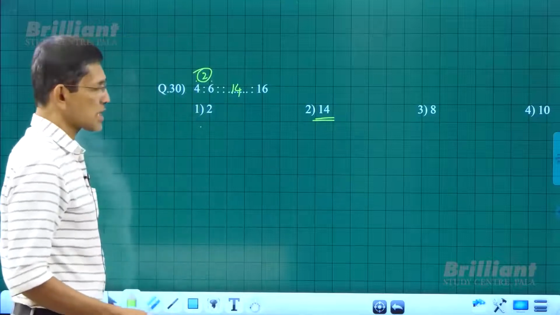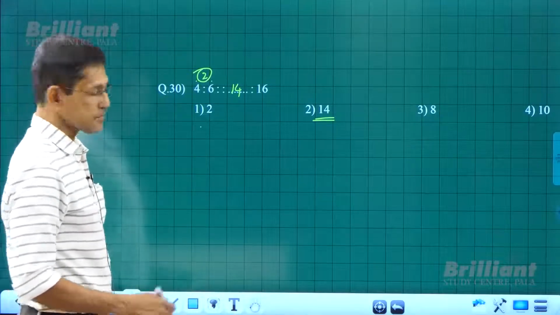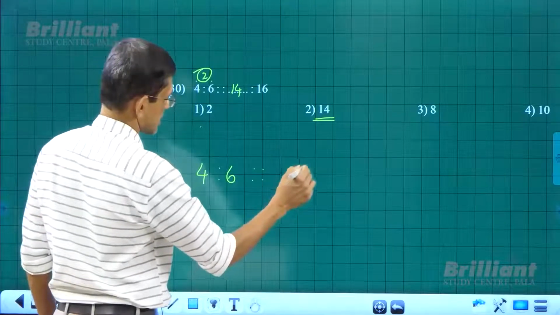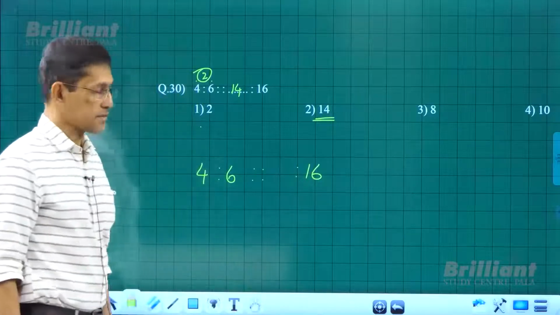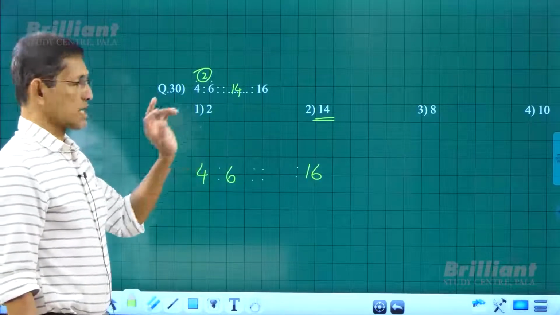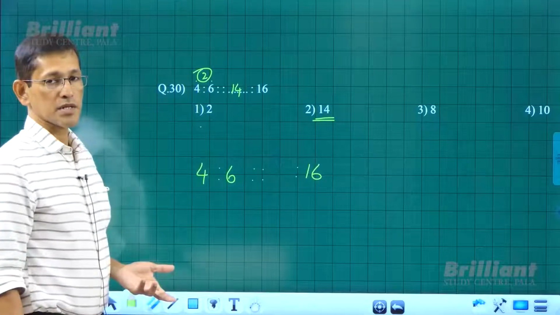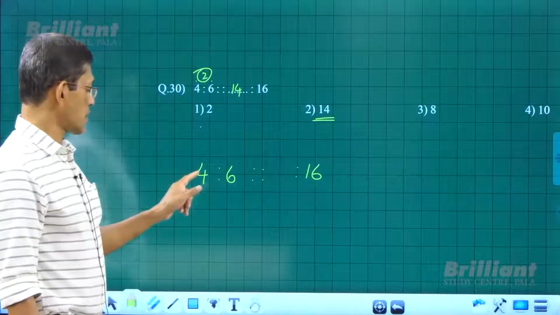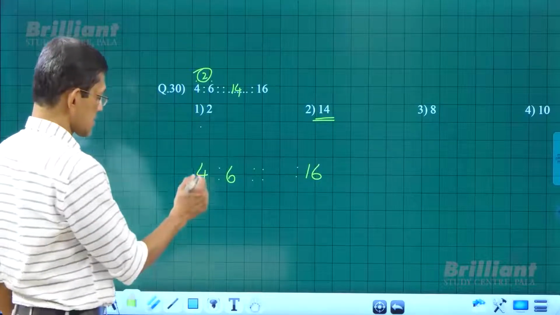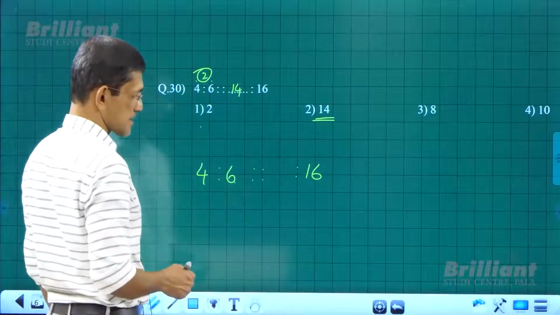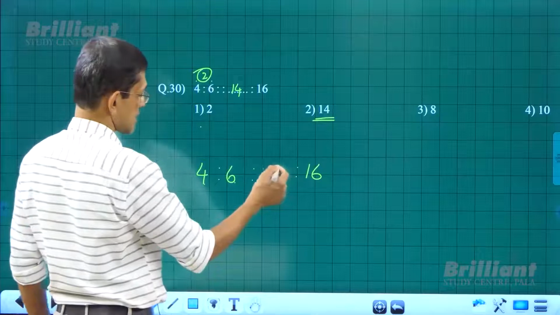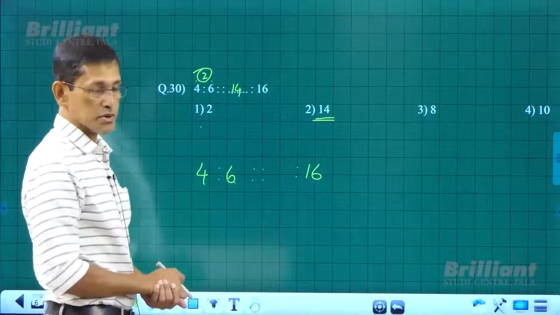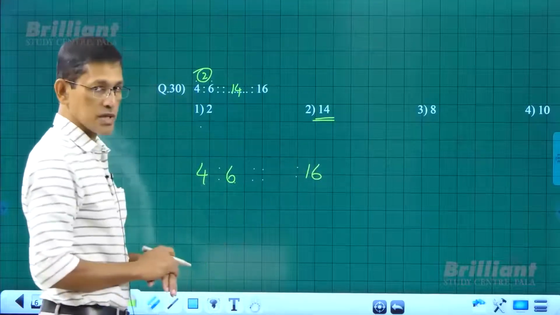If the question is not that simple, then what can you expect? 4:6 and something is to 16. What kind of answer, other than this 14, are the possible answers we can expect? Well, you can take it as 2 square plus 2 is 6, correct? This is 2 square, this is 2 square plus 2 is 6. Same way here, can we take it as, let's say, 3 square plus 3. 3 square plus 3 is 12. So that's not possible. 4 square plus 4 is 20. So that relation doesn't work.